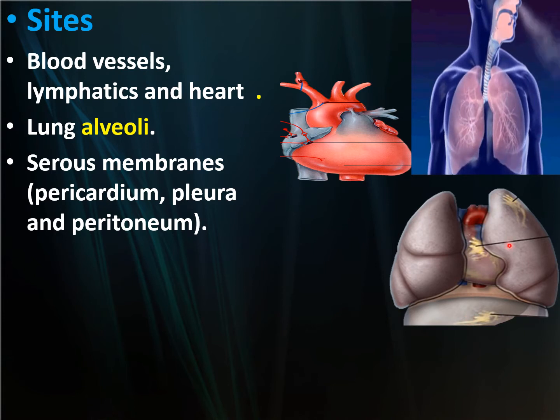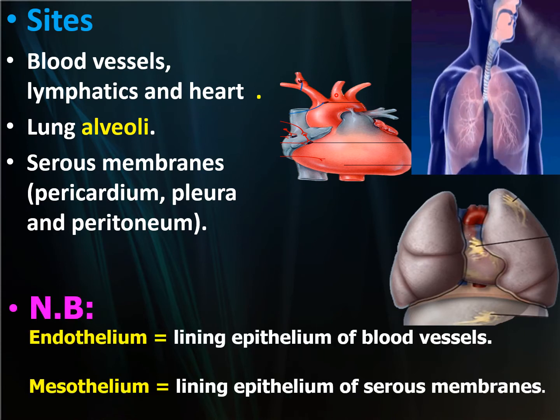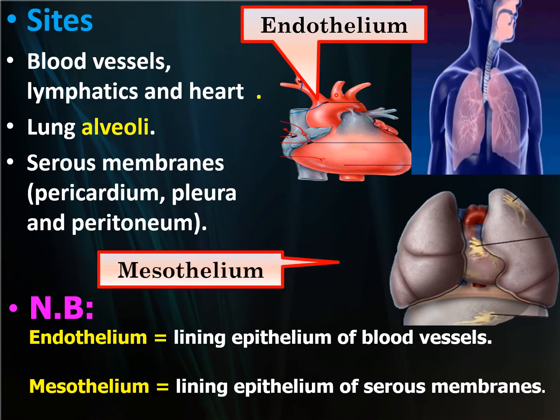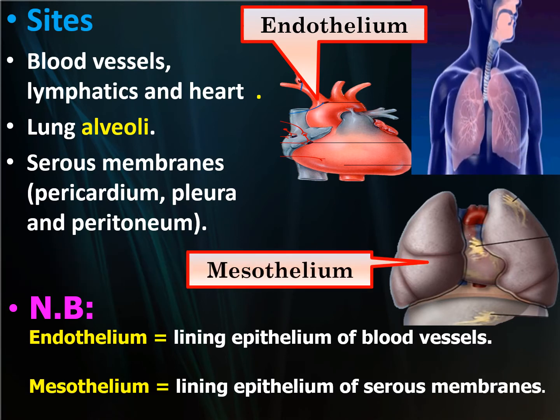But for the serous membrane and the epithelium which lines the blood vessels, they have special names. For the blood vessels, it is called endothelium. This is the endothelium. This is the simple squamous which lines the blood vessels. And the simple squamous which lines the serous membranes is called mesothelium. So we have endothelium and mesothelium.